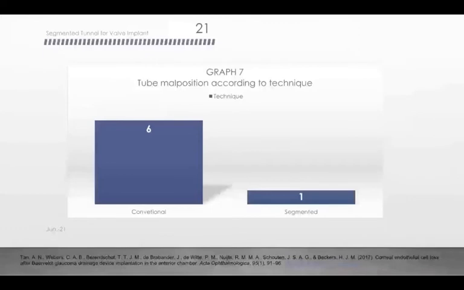In other results, we have here the tube position according to technique. The tube in the anterior chamber was in poor position in 6 of the 52 cases in the conventional technique, and in only 1 of the 52 cases in the segmented tunnel technique.